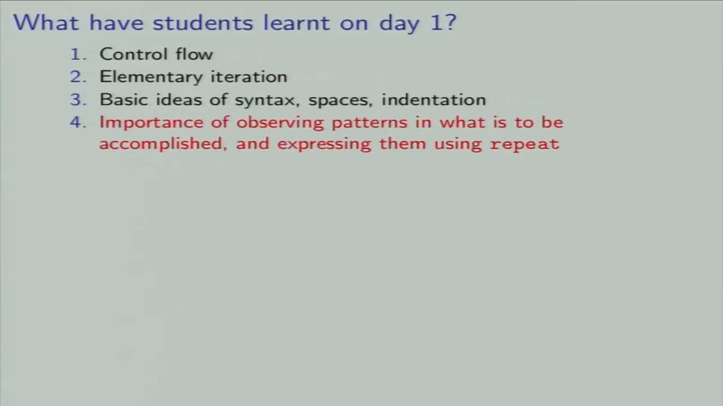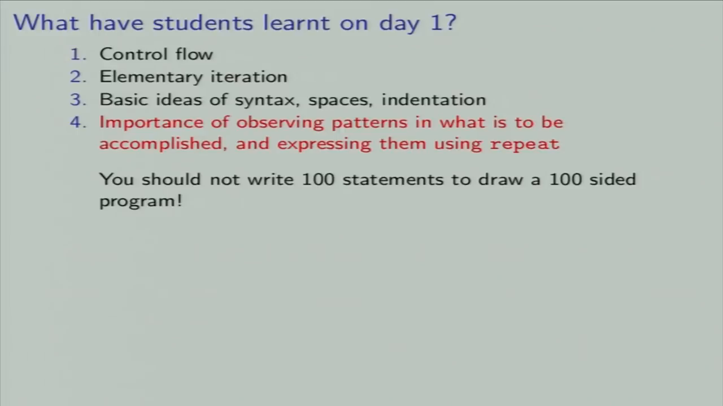And the most important point is that whatever you are doing, you should observe the patterns. If you want to draw a square, you have to observe that the square is made up of four motions which are all similar. Do not write those four motions separately, but put them into a repeat. If you wanted to draw a 100-sided polygon, it would be foolish to write 100 statements of forward, turn, forward, right. You have to put a repeat. So this is a key programming idea. You have to observe patterns, and translate them into a programming language.